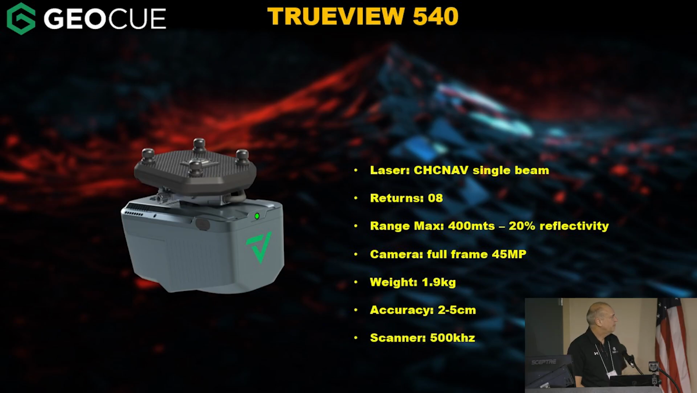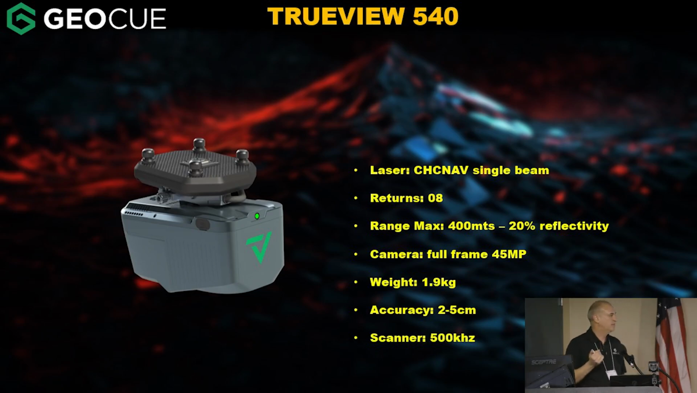And of course, the 540 is one of our new sensors that we really recommend for this kind of application. It's a CHC Nav laser. You have like 80 returns. One of the reasons we like this sensor is because it has a huge range. So you can fly higher compared with the 535 with the same results. Of course, we have the limitation of the law, right? In Brazil, we cannot fly higher than 120 meters. I think it's the same as here.